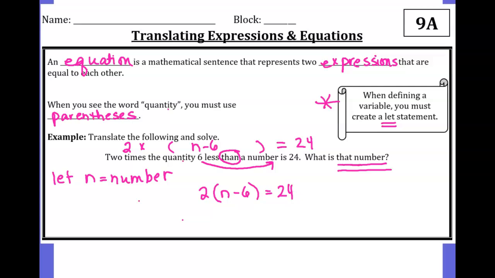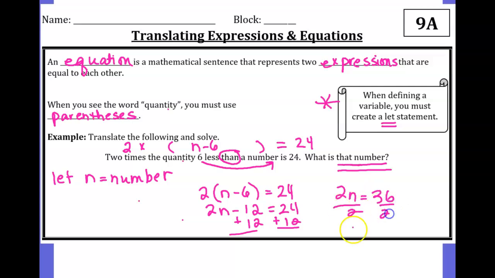We then follow DC Mam. So the hard part is getting it into the equation. Now we can solve the equation. We should be getting pretty good at that. I'll add my 12 to both sides, so my 2n is equal to 36. And then I divide by 2. My n is 18. So that number is 18. We'll just circle 18. Always go back to the question and make sure you're answering it.